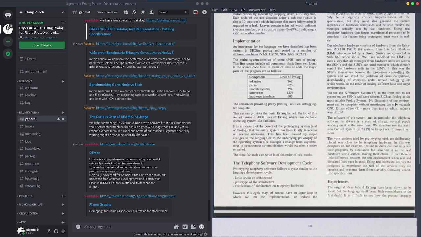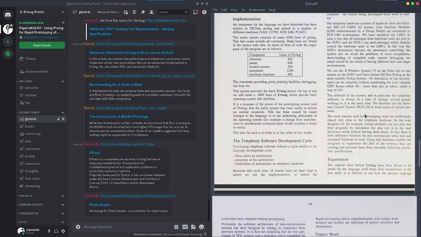No discussion of our environment can be complete without mentioning the ever valuable GNU Emacs editor. More than just an editor, rather a way of life. So, even in 1989, the Emacs editor is probably the main editor for all Erlang code. That's crazy.